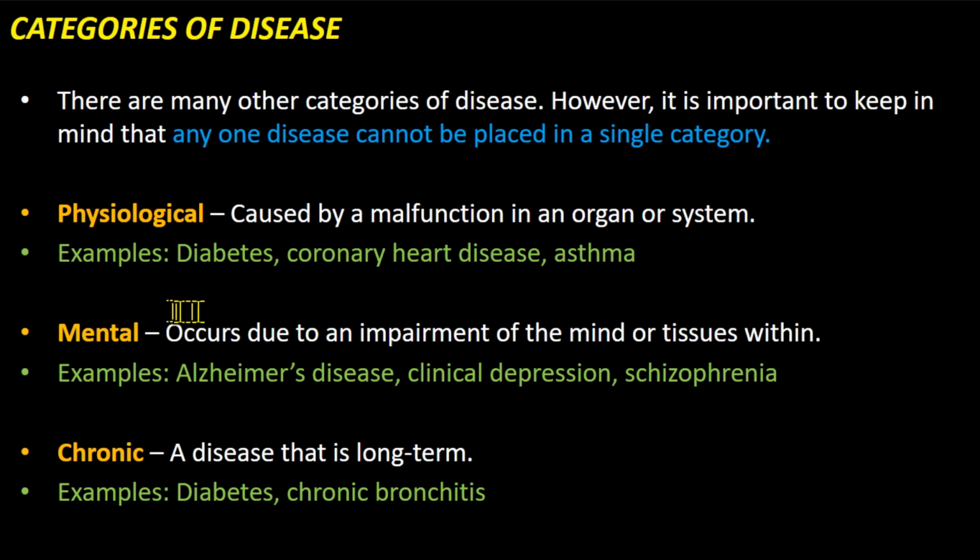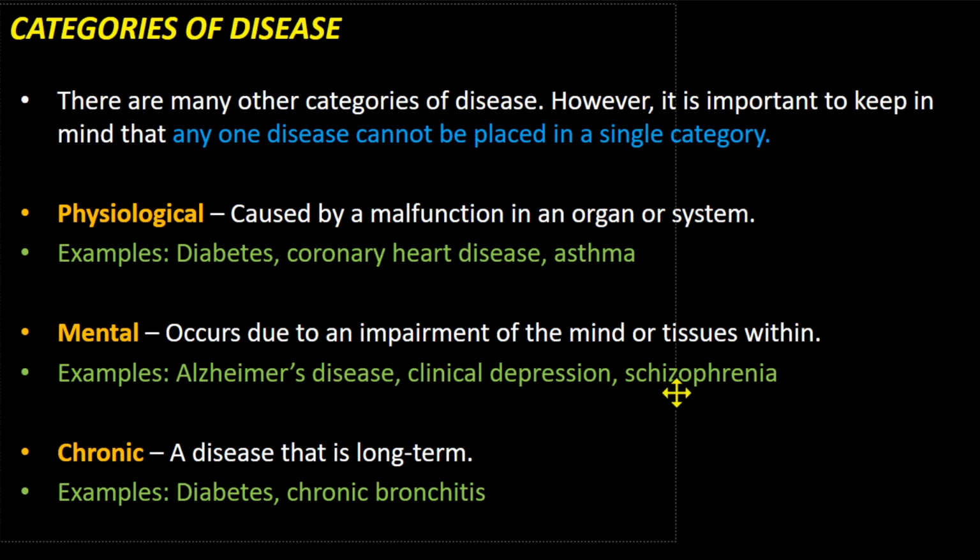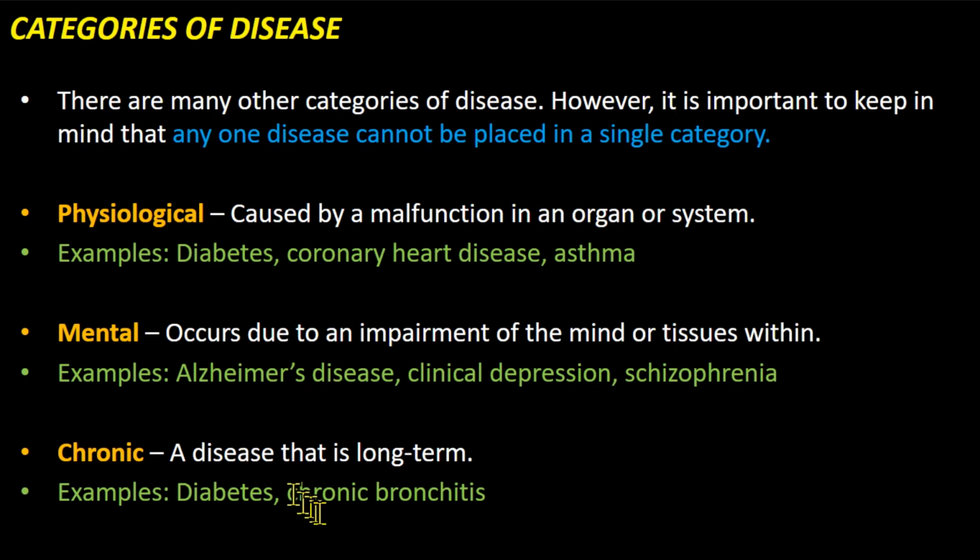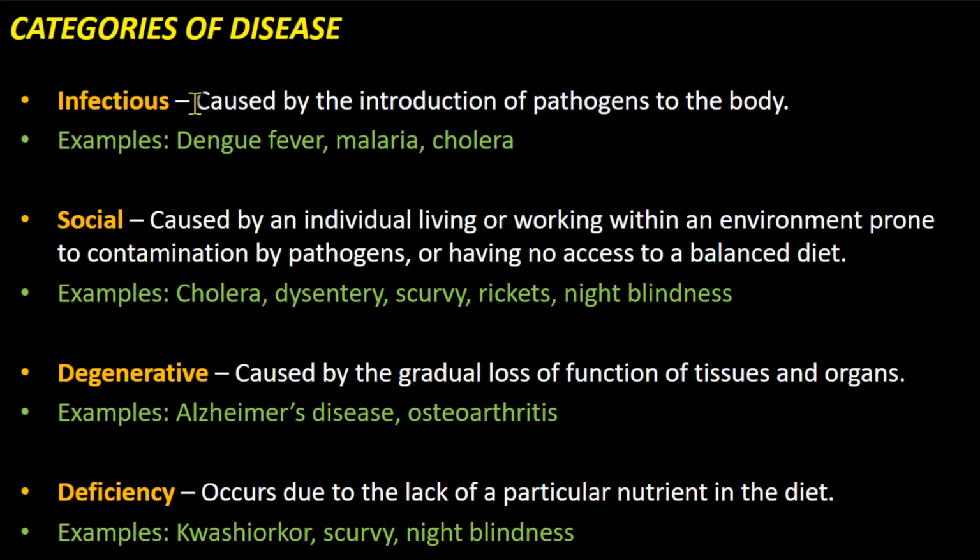Mental diseases occur due to the impairment of the mind or the tissues within. Examples would be Alzheimer's disease, clinical depression, and schizophrenia. Other chronic diseases would be chronic bronchitis and, of course, asthma. Infectious diseases are those caused by the introduction of pathogens to the body. So a virus causes dengue fever, a protozoan causes malaria, and bacteria cause cholera.